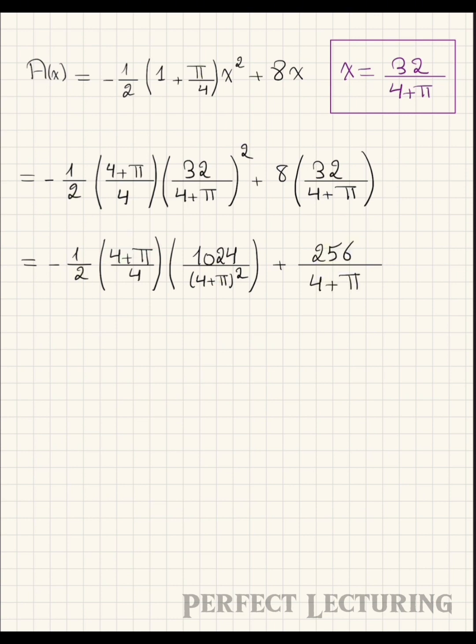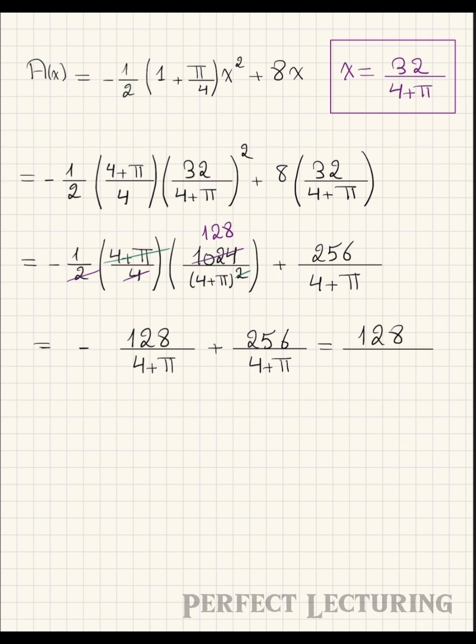We can cancel 4 plus pi with one of these. We also have 2 times 4 is 8. So we simplify, we divide 1024 by 8, and we get 128. So we are left with negative 128 over 4 plus pi, plus 256 over 4 plus pi as well. And the final answer for the maximum area is 128 over 4 plus pi.